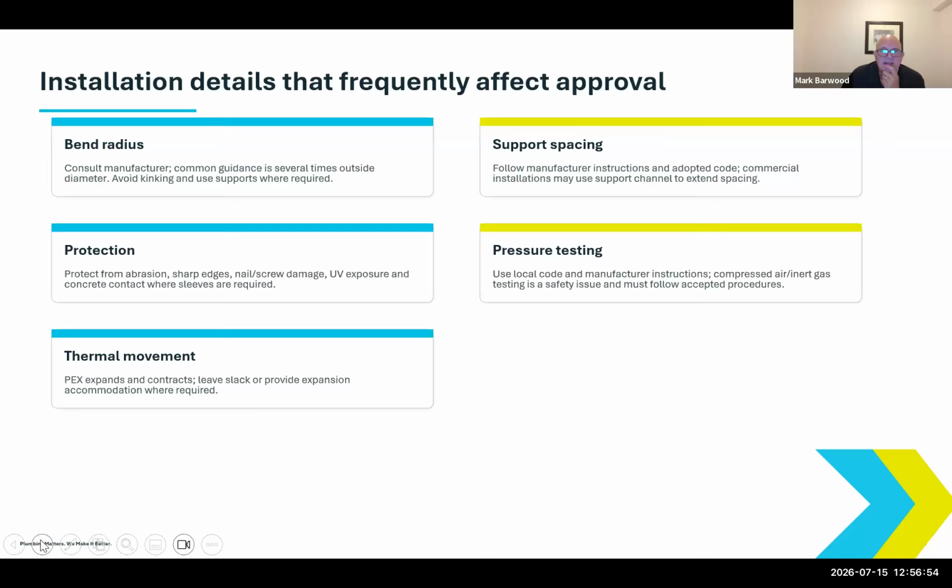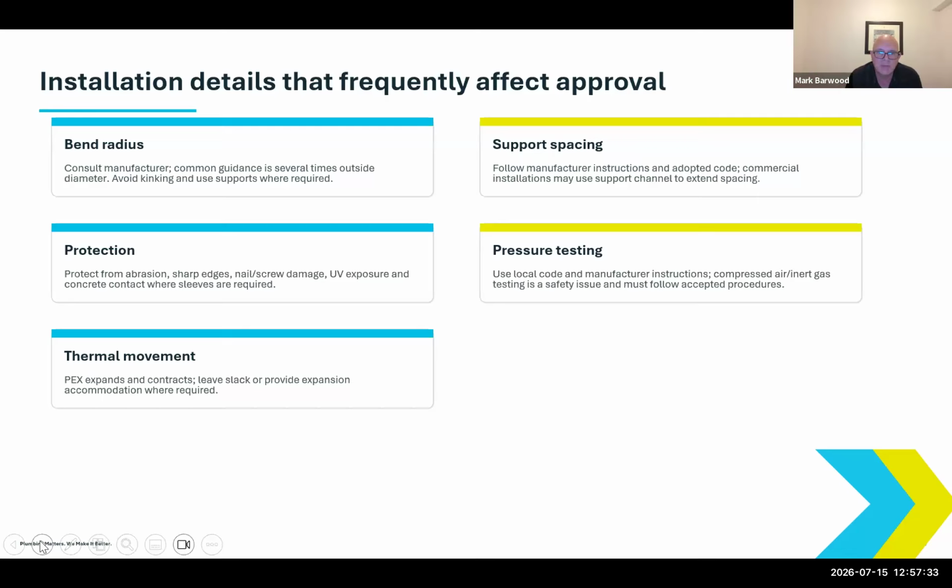Just very quickly, installation details that affect approval. Bend radius, every manufacturer has a measurement on how much their pipe can bend. Lots of manufacturers make different supports that can go on pipe. Worthwhile using those. If you spec them, then they have to get used. And then support spacing, you have to follow manufacturer's instructions and adopted code. Obviously, for hot water, it has to be braced more frequently than cold water because the pipe will droop more when it gets hot.